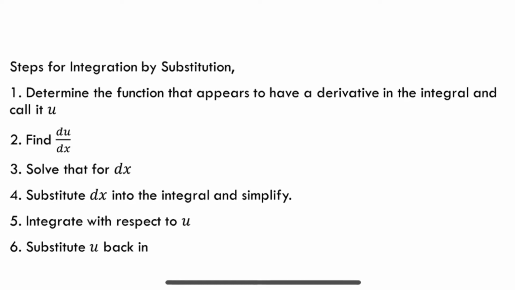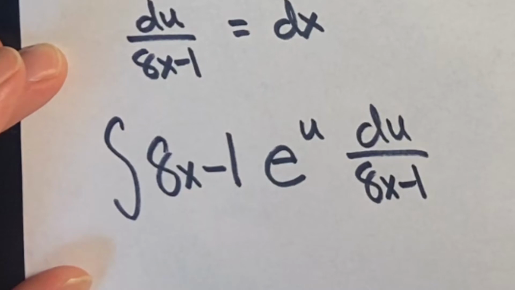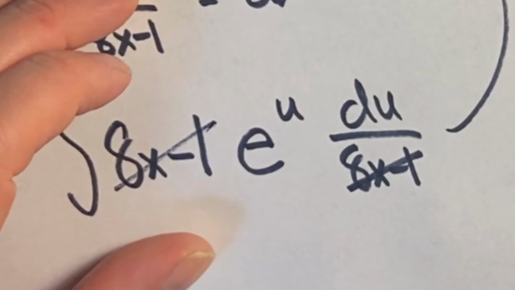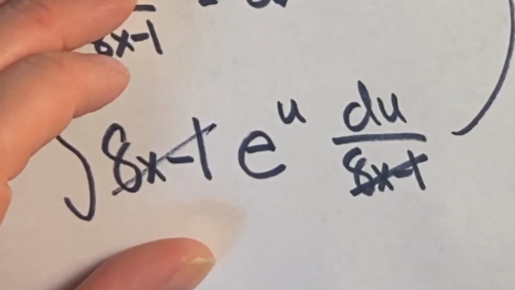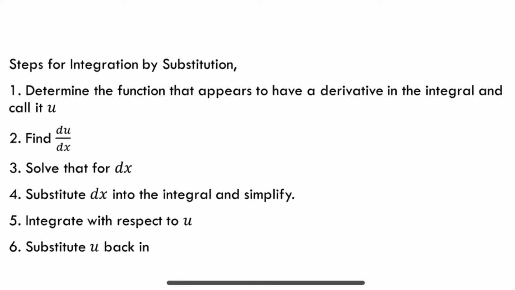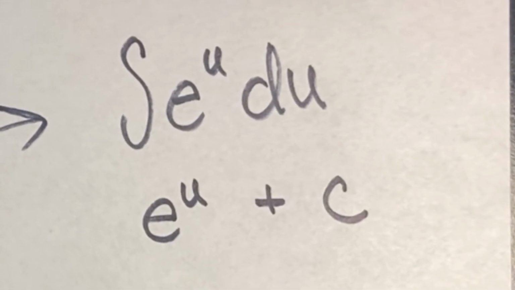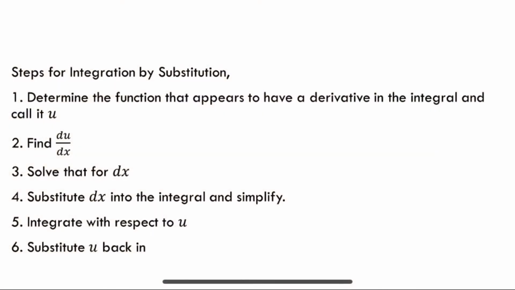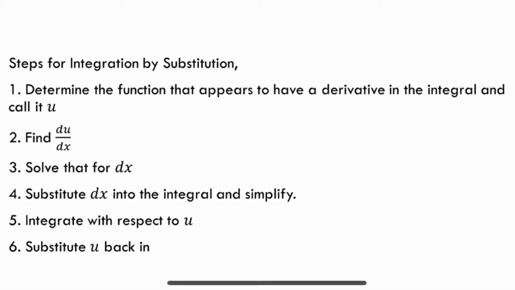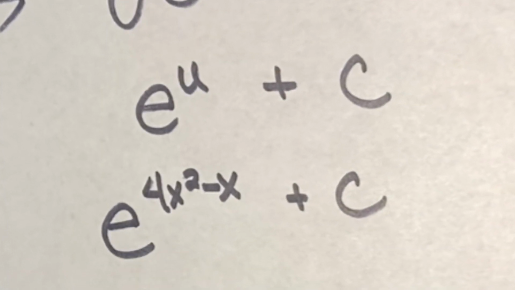Substitute dx into the original integral. When you do that, usually things cross out, and the only thing you'll be left with is a bunch of u's and a du. Then you integrate with respect to u. Don't forget your plus c. Substitute u back into the equation, and then bada bing, bada bang, bada boom, you're done. Easy, right? Let's do a couple problems.